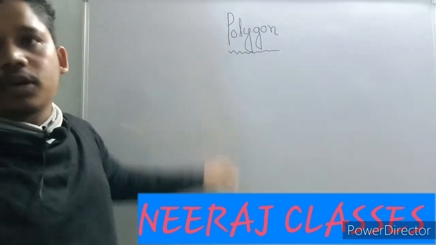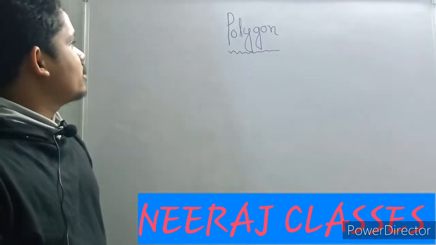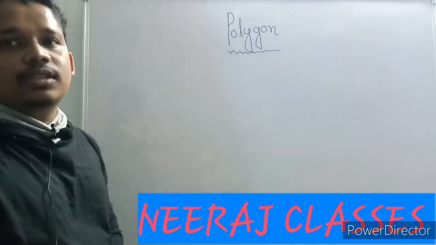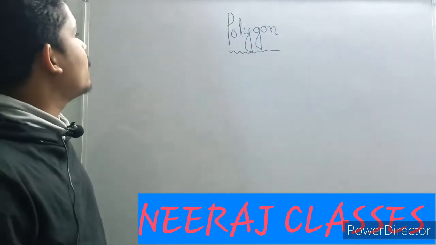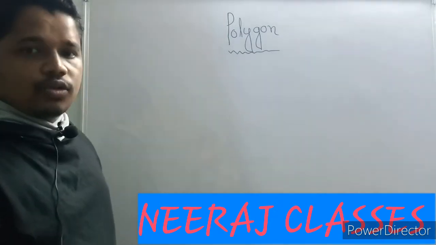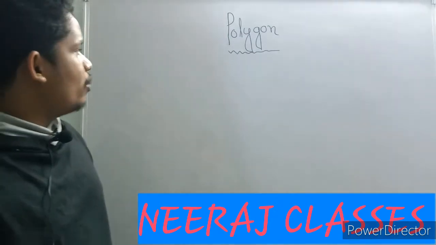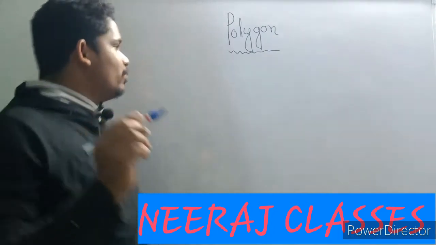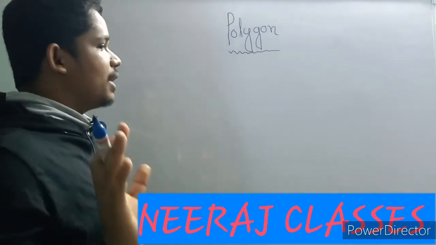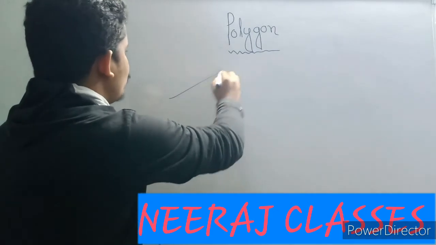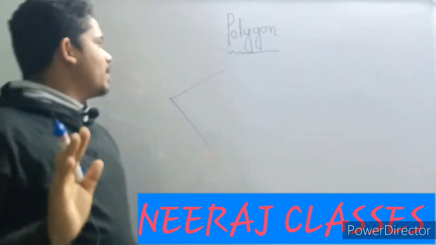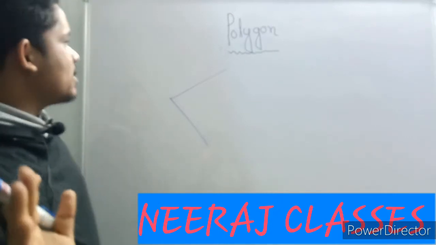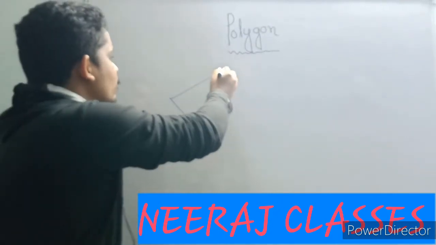Before starting, let's know what a polygon is. The polygon definition itself says that a polygon is a closed figure. What is meant by closed figure? If you want to make a closed figure, you need a minimum of how many sides? If I take two sides, is it possible to make a closed figure? No. So how many sides do you require minimum? You require a minimum of 3 sides.